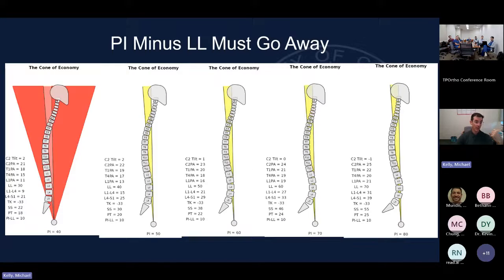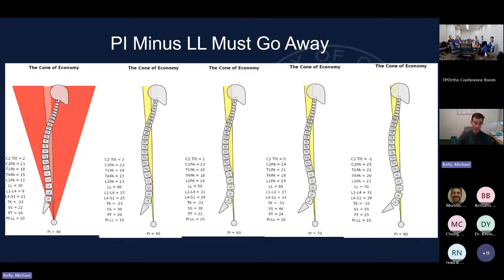PI, like, things y'all want you to forget. PI minus LL must go away, right? So these are 5 patients with a PI minus LL mismatch of 10 degrees. On the right is a PI of 80, an LL of 70, with a distribution most of us would find palatable. And they are pretty close to the cone of economy. We like that yellow thing to be green. They're close. But look at the person on the left. That's a PI of 40 with an LL of 30.